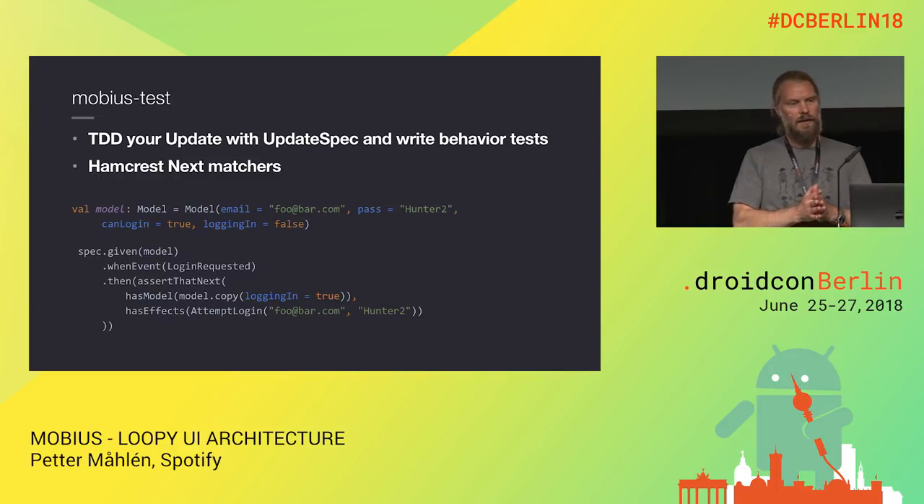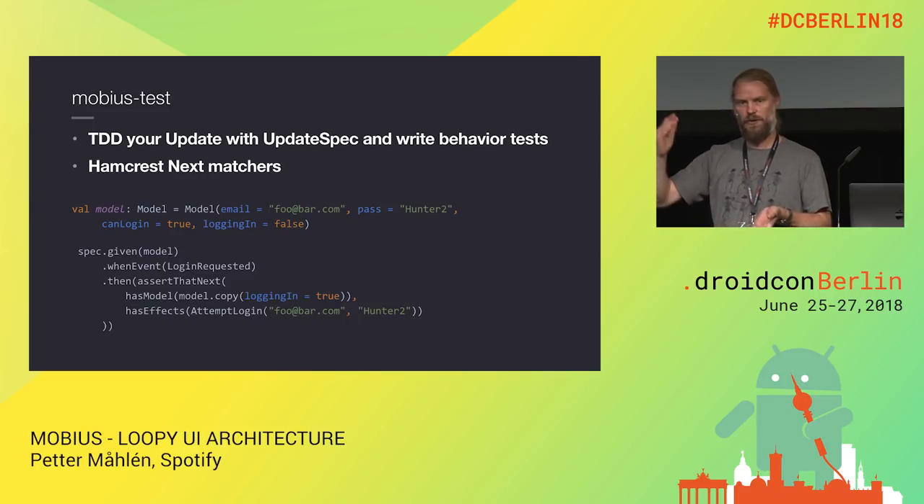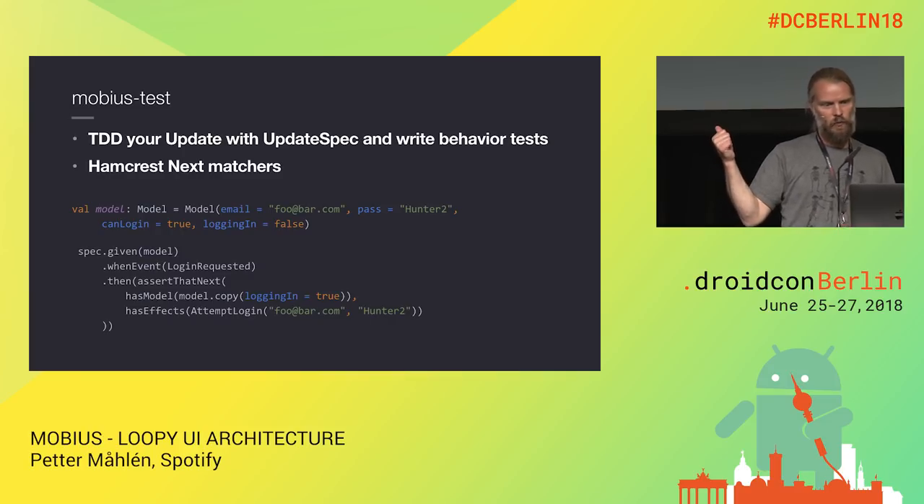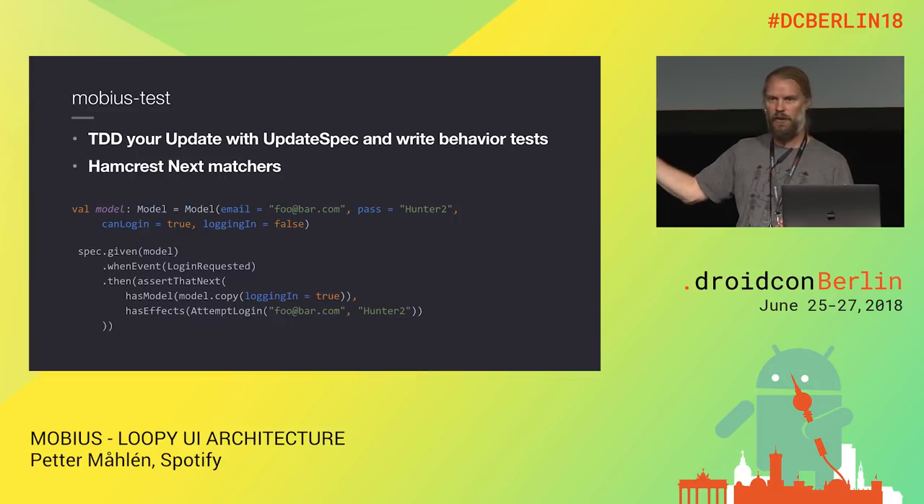A thing I really like myself is this test library that we have, so testing utilities for validating your business logic in Mobius. We have this thing called an update spec, and it makes it super easy to validate that the loop behaves in the way that you want it to. So if you have a model with an email and a password, the credentials have been validated, and you're not logging in. So given that model, when a login requested event happens, then the next state that comes out should have a model where the logging in has been set to true, and an effect to attempt to log in with the given username and password. So this is how you write tests for your update function.